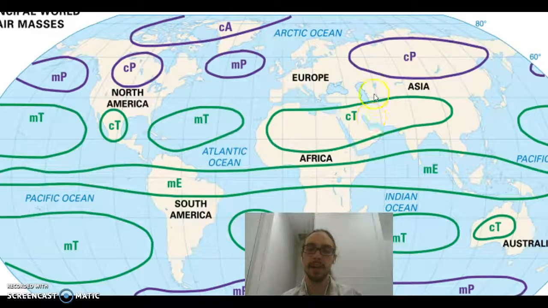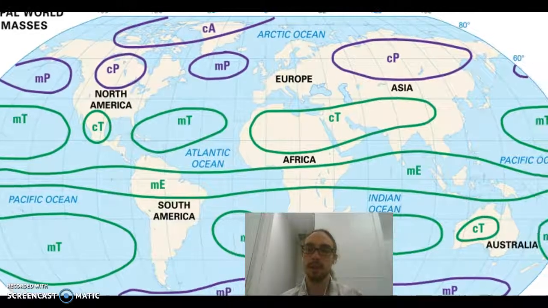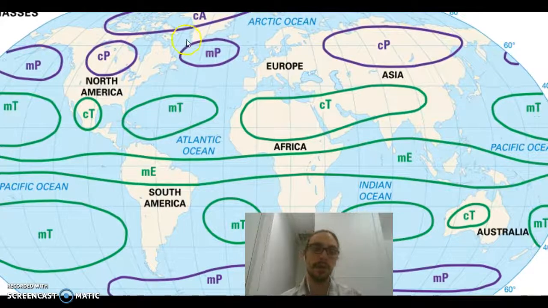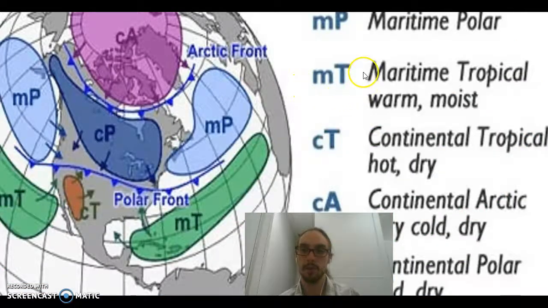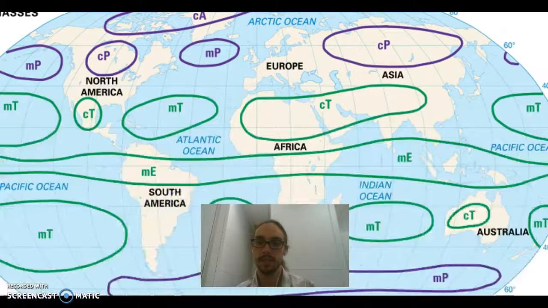And then we also have up here a desert, even though it's tundra. And that's continental polar. So a lot of the times with continental air, it's going to be dry air. The moist air is going to come from the maritime air masses.